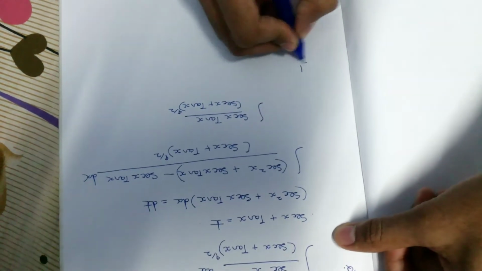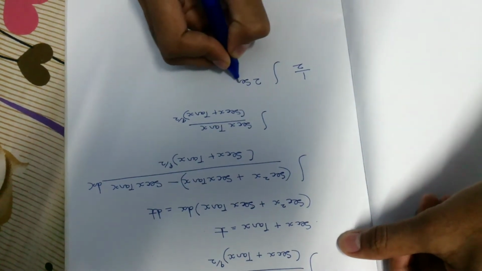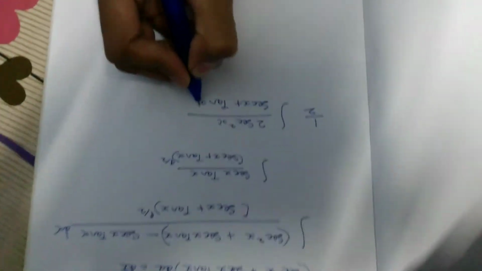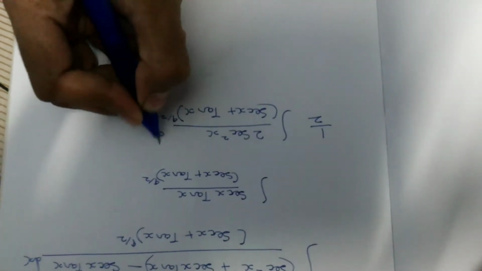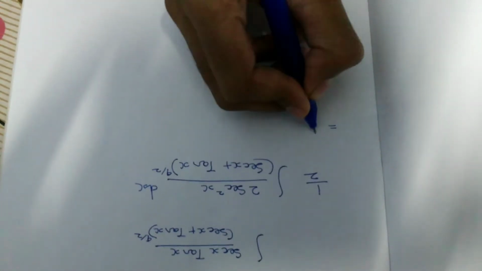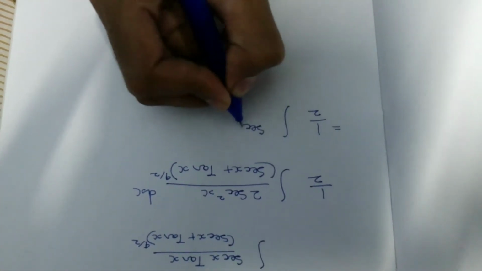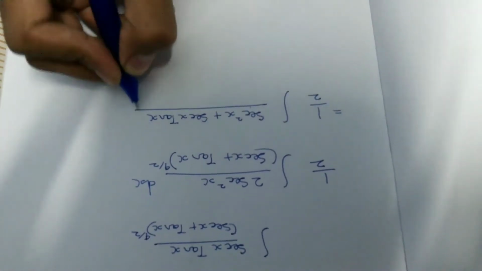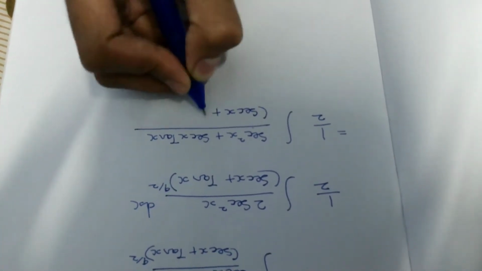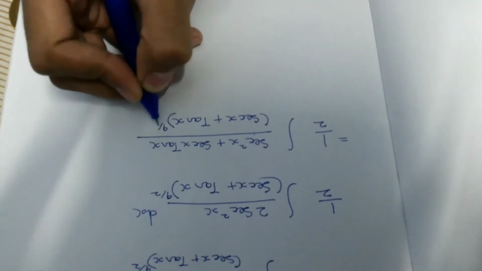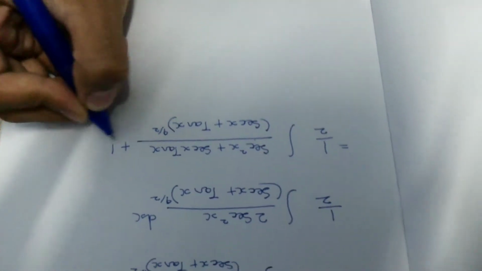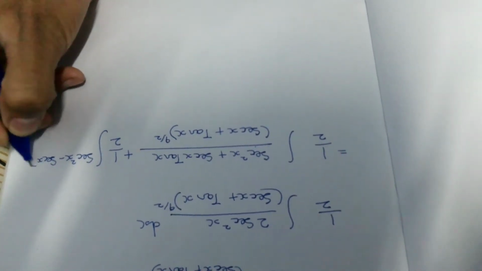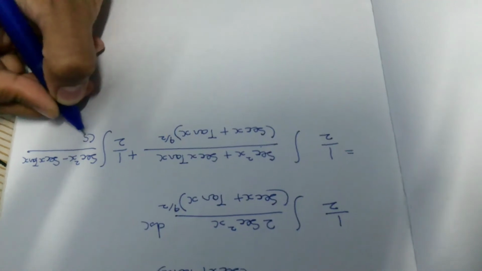Thus we will do half of 2 times secant square x upon (secant x plus tan x) raised to 9 by 2. This we can write in the form of half of (secant square x plus secant x tan x) upon (secant x plus tan x) raised to 9 by 2, and half of (secant square x minus secant x tan x) upon (secant x plus tan x) raised to 9 by 2.